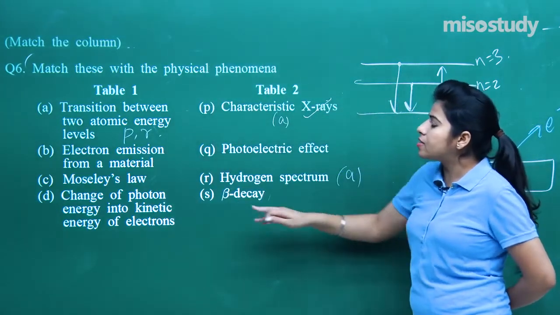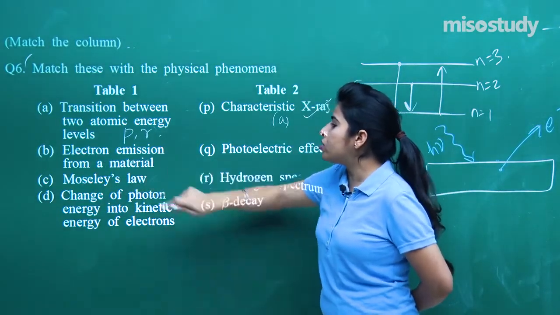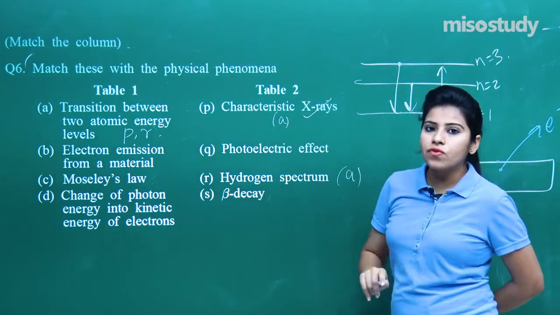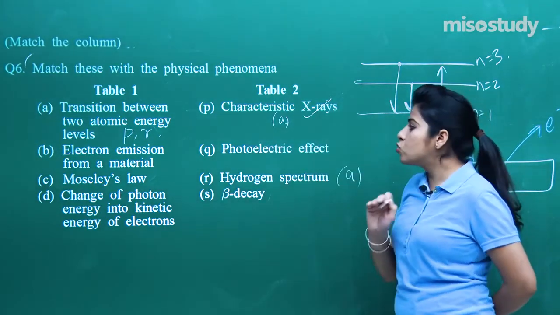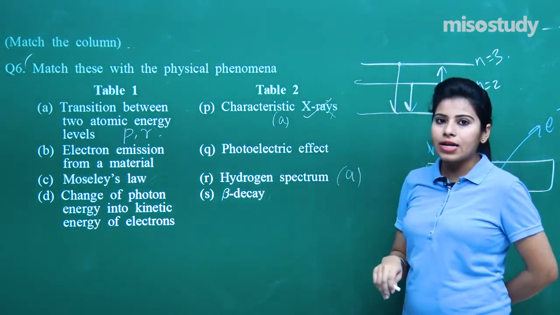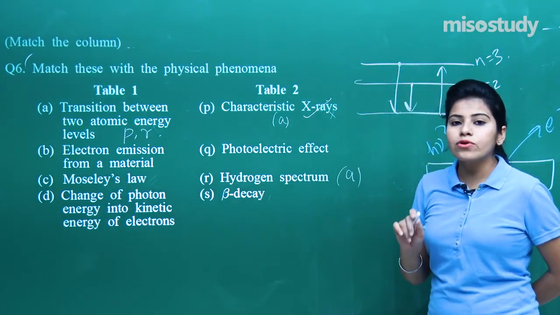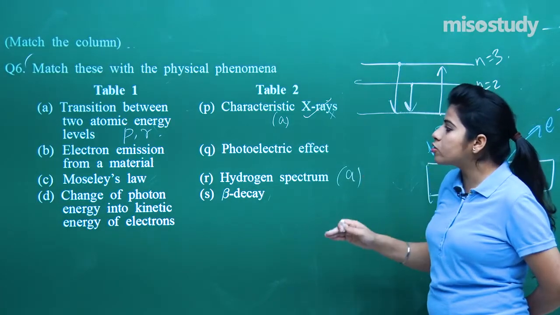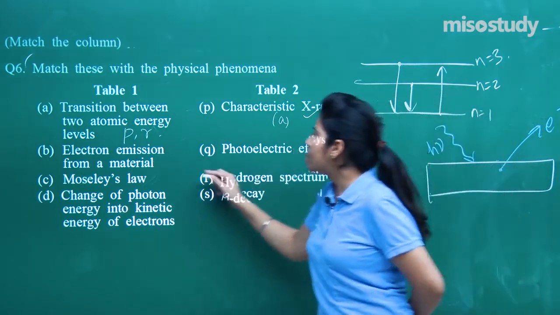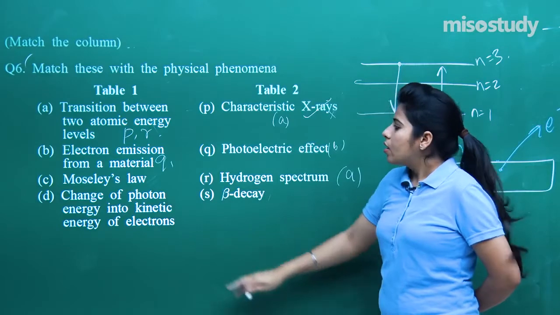Now let me just consider the B part. That means the electron emission from a material. You can see here that in the case of characteristic X-ray, there is no emission of electron. So that means this is not the correct match. The photoelectric effect. In the photoelectric effect, you would have seen the electron is being emitted. So yes, this can be the correct answer. So I am writing over here as Q and here as B, right?